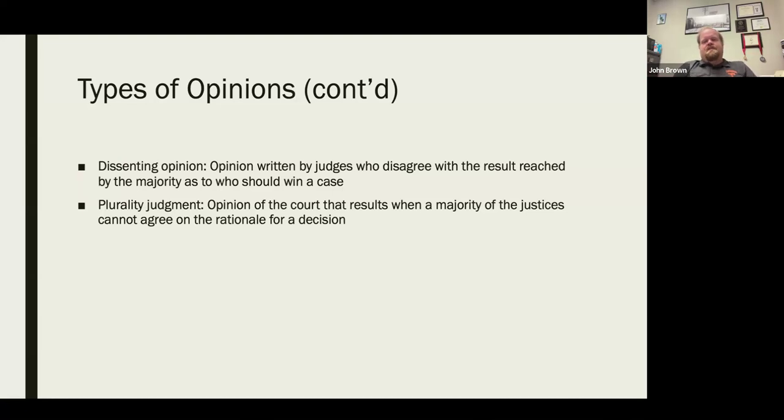A plurality judgment is what happens if the justices, or a majority of justices, agree on who should win, but they disagree as to why they should win. So in the freedom of speech versus freedom of religion example, let's say it's 6-3, but 3 justices say the plaintiff should win because of freedom of speech, and 3 say they should win because of freedom of religion. Well, the plaintiff wins. The majority agrees that the plaintiff should win, but the majority can't agree on why. That would be a plurality judgment.